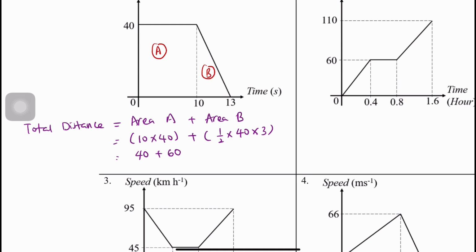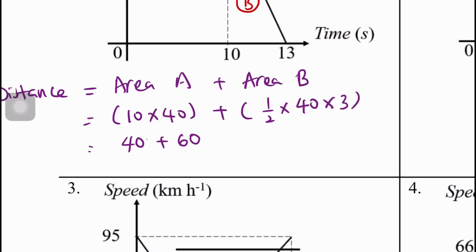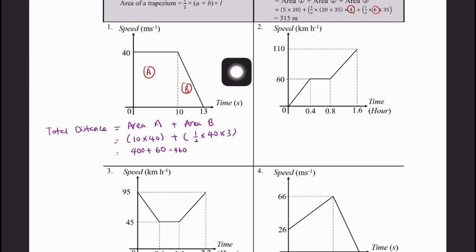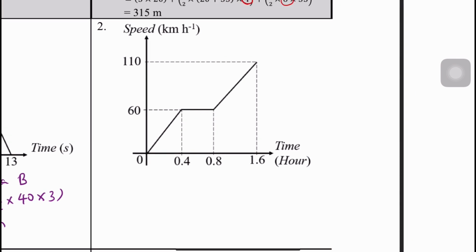Okay, sorry, 40 times 10 is 400. So 400 plus 60 is 460. So it means, for example, the particle has traveled, based on this graph, 460 meters. Boleh? Okay, kita cuba yang kedua.